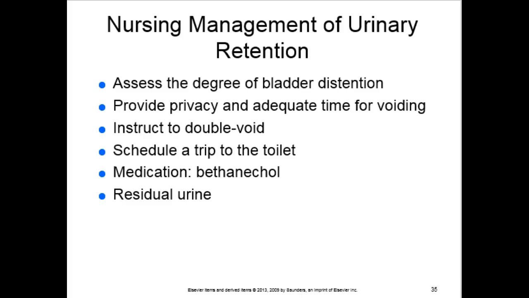Instruct the patient in the double void method. Instruct the patient to void, then sit on the toilet for several minutes and try to void again. Also, we try scheduling a trip to the toilet every 3 to 4 hours. We may need to obtain an order for catheterization if these methods don't relieve the problem. There are medications for urinary retention such as bethanechol.